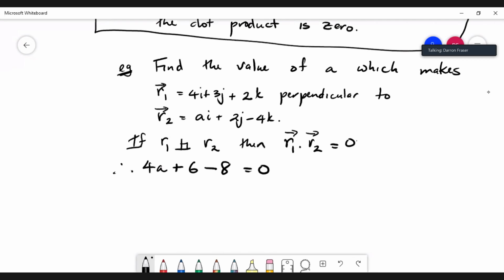So therefore 4A would be equal to 8 minus 6. So 4A equals 2, so A would be equal to 2 over 4, which is a half. So that is the value of A that would make the dot product equal to zero, making the two vectors perpendicular.